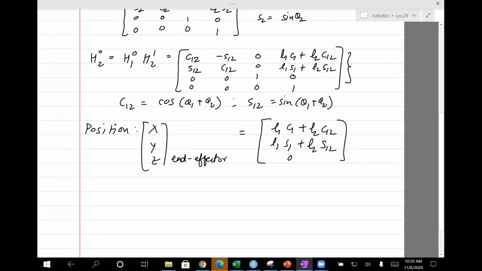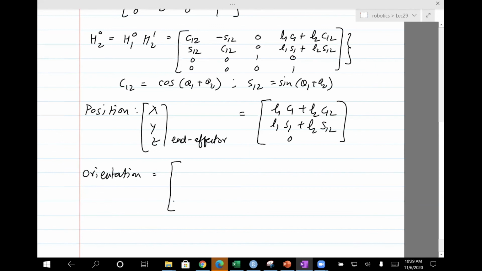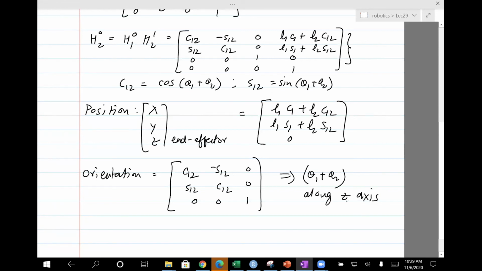You can also do this with trig. And the orientation of the end effector is simply the 3x3 elements which make up the first three rows and first three columns of this matrix: S12, C12, 0. In other words, it just says that the orientation is at an angle of theta 1 plus theta 2 along the Z2 axis. That's because C12 is cosine of theta 1 plus theta 2.